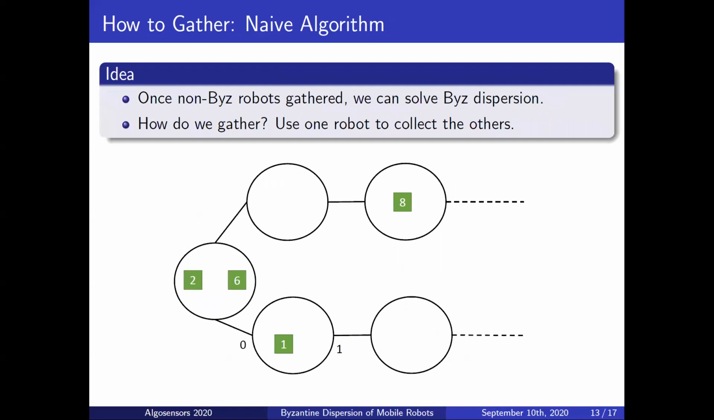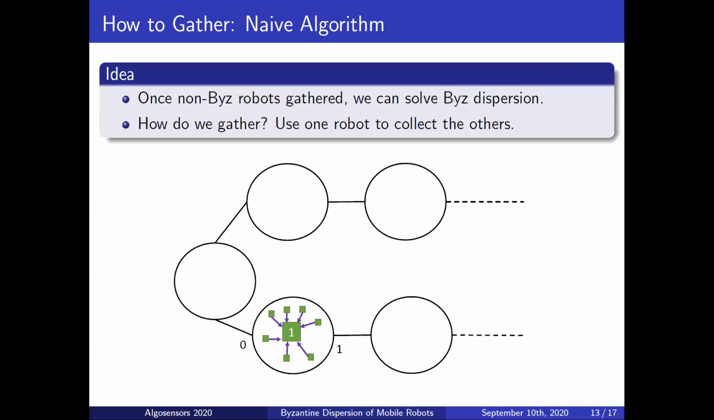So then what's our goal now? How do we gather? How do we get all these non-Byzantine robots to be at the same node? Well, a simple idea is use one robot to collect the others. And what do I mean by collect? Well, look at robot 1. If it were to move around and get others to follow it, remember, follow is a primitive we have. One can keep moving around and eventually arrive at a position after it's made one full traversal of the ring where all robots that were non-Byzantine would have followed it.